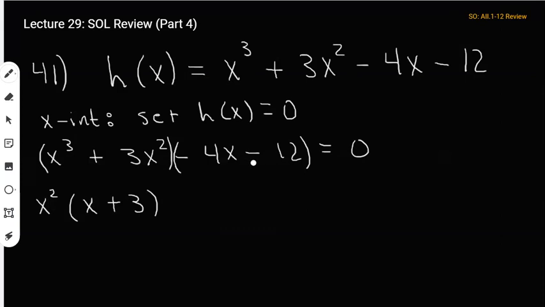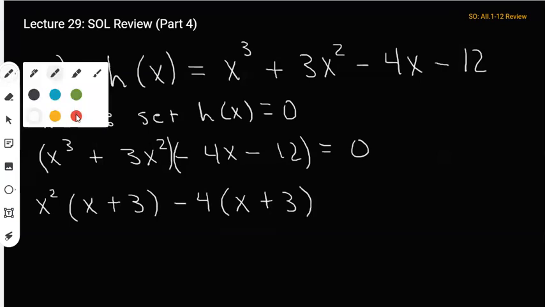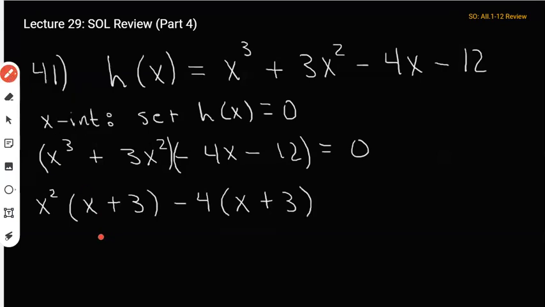Over here in this group, I notice that they have a negative number in common. They have a negative 4 in common, right? So I can take out a negative 4. And when I do that, I'm left with x plus 3. So now, notice that the inside parts are going to match up. This x plus 3 and this x plus 3.